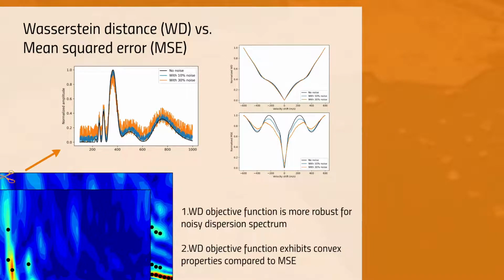Hence, it is found that the consistent distance-based objective function is more robust in the noisy dispersion spectrum, and its smooth convex properties compare favorably to the MSE, where the latter shows the local minimum.